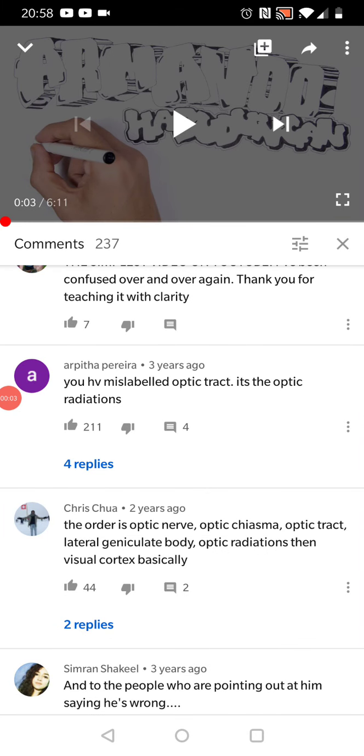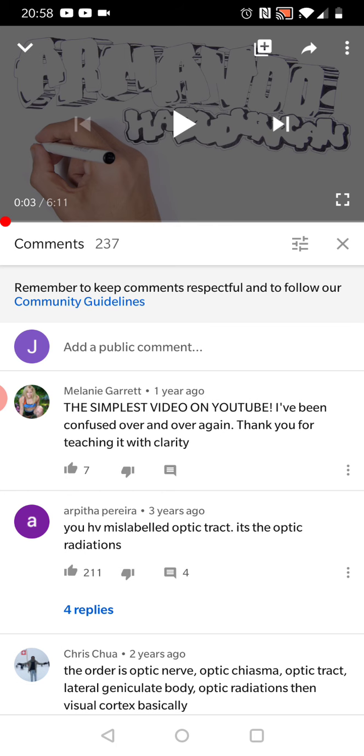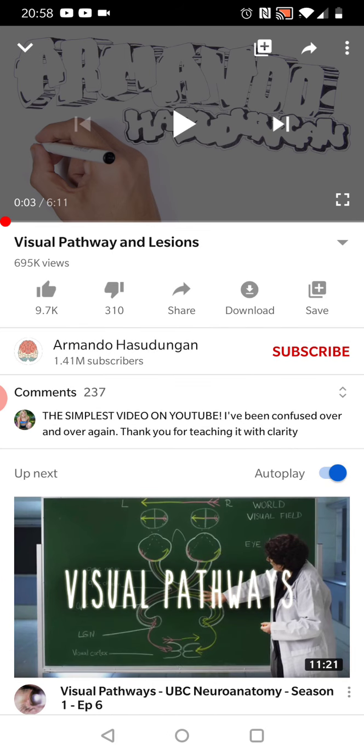Today I will help myself with the visual pathways and lesions of the Armando Hasulungan. I hope that I spell it correctly. As usual, I will stop from time to time to comment on what is harder and what is the most important. So let's start.